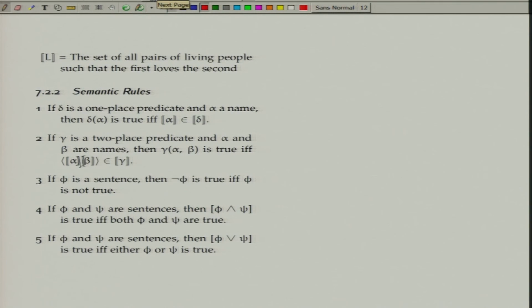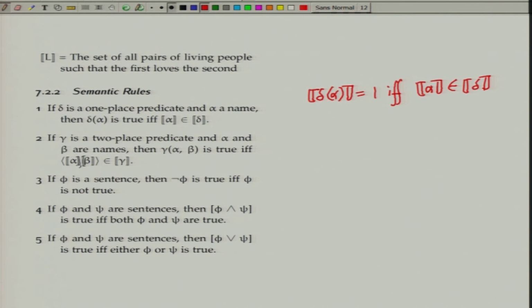Now we go to the semantic rules. So we have got a construction delta alpha; we have seen that by following syntactic rule 1 we construct delta alpha. Here is the truth value of it. We are saying that the truth value of delta alpha is 1 if and only if the reference of alpha belongs to the reference of delta.